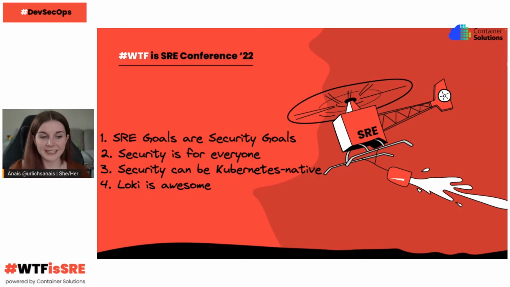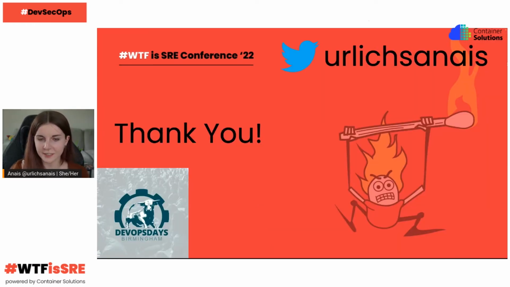Ultimately, SRE goals are security goals. Security is for everyone. If I can get started with security in the cloud native ecosystem, so can you. You don't have to be an eBPF Linux kernel expert to get started with cloud native security. Security can be cloud native as well, so you don't have to use separate expensive security solutions. They can all be Kubernetes native, so you can use the existing processes that you use for other Kubernetes related applications. And lastly, Loki is awesome for accessing logs, and it's really easy to get started.